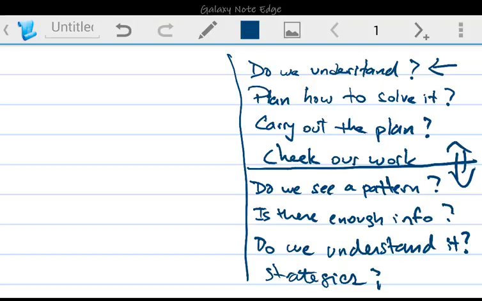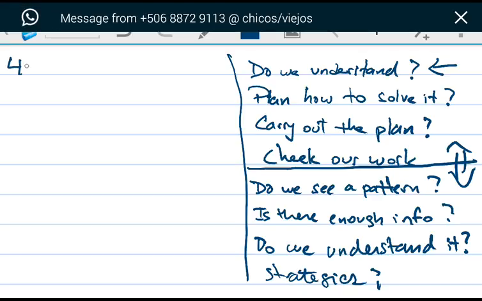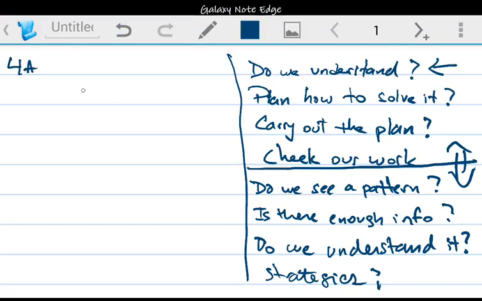Okay, now let's try to solve problem number 14A. It says Pablo has nickels and dimes and no other coins. He has 5 more dimes than nickels. And altogether he has $1.40. How many nickels does Pablo have?